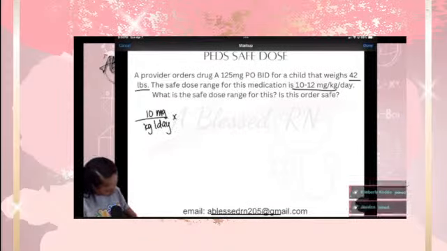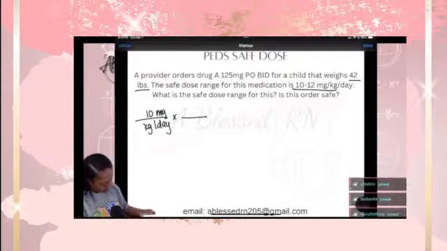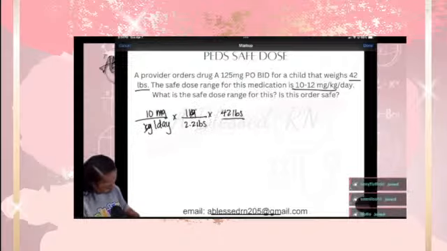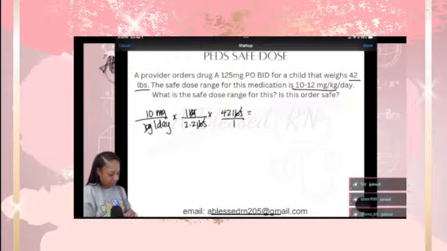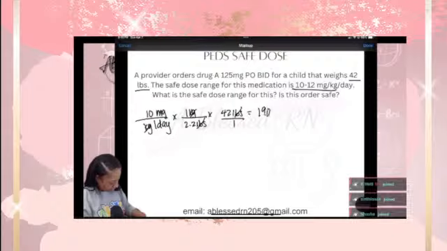So then we've got our patient's weight. So remember, 1 kilogram is 2.2 pounds. Boom, boom. And 42 pounds over 1. So everything has crossed out except for how many milligrams per day that the patient will receive. So cool. That's the least amount. 10 times 42 divided by 2.2 is going to be 190.9 milligrams per day. Okay, that's the least amount.